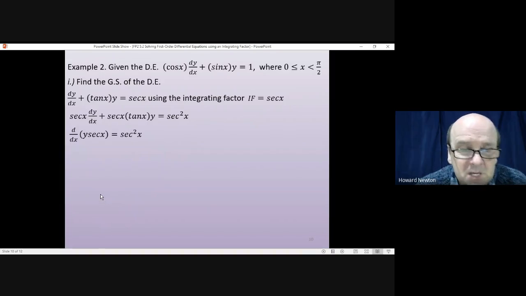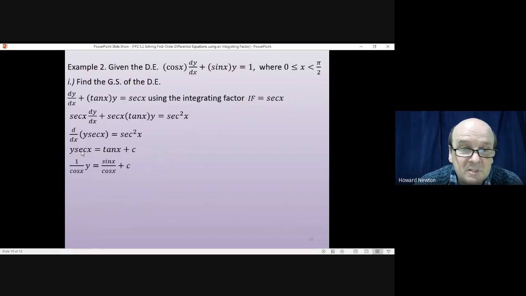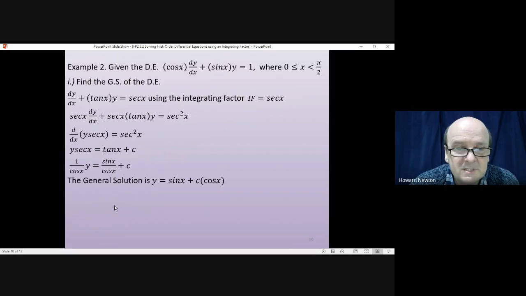Now we can integrate both sides with respect to x. Integrating the left-hand side gives us y times sec x. The integral of sec squared is tan, and don't forget the arbitrary constant. To get the general solution, we need y on its own, so we're going to have to sort this out. Now, I think the easiest way to do that is to write sec is 1 over cos, tan is sine over cos, and then multiply through by the cos x. Multiplying through by cos x gives us y equals sine x plus c times cos x.